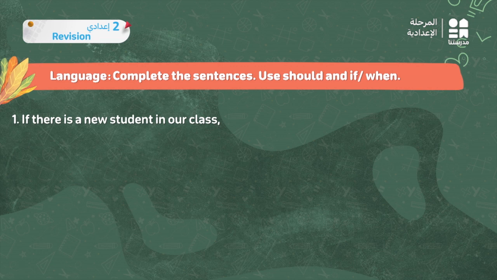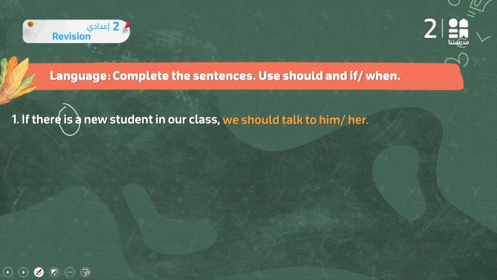Okay, so if there is a new student in our class, so here, let me use my pen. If there is, in the part of if I have "is", which is what tense? Yes, present simple tense, because we have verb to be, I have is, am or are. So here I have: if there is a new student in our class, the second part will be we should talk to him or her.